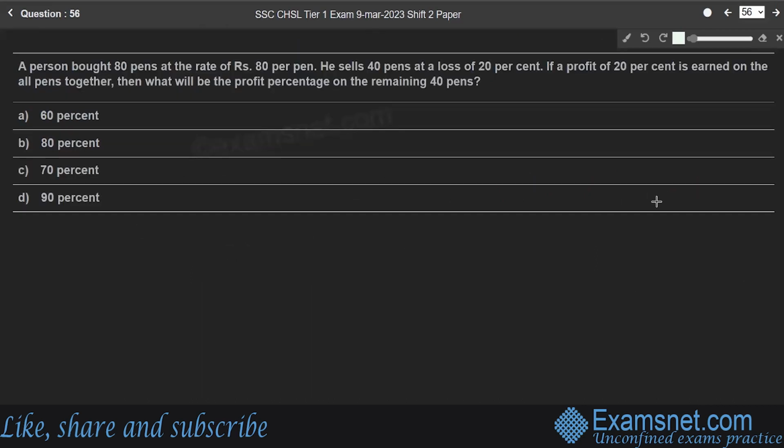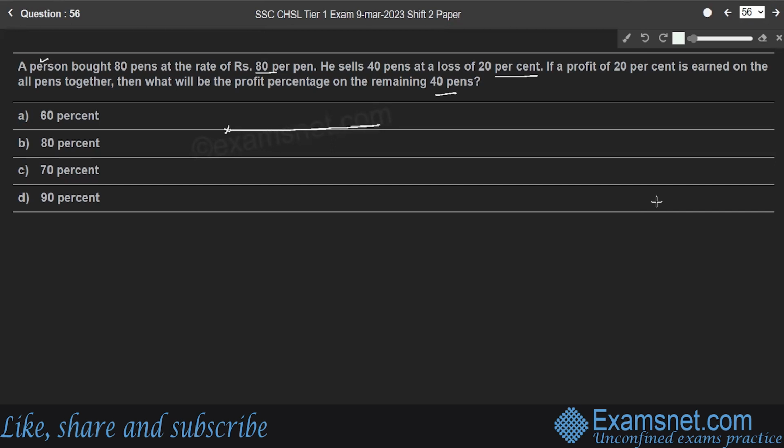Question 56. A person bought 80 pens at the rate of 80 rupees per pen. He sells 40 pens at a loss of 20%. If a profit of 20% is earned on all the pens together, then what will be the profit percentage on the remaining 40 pens? So let us consider the first 40 pens.